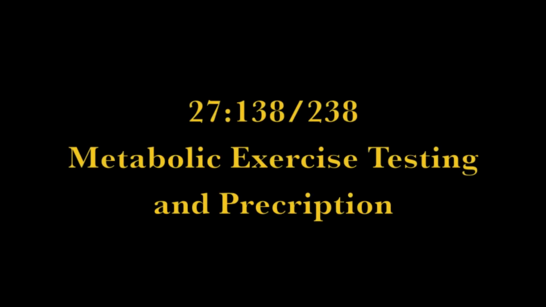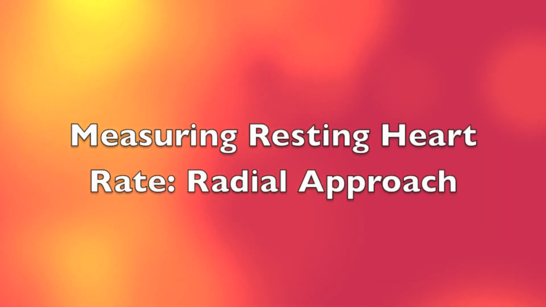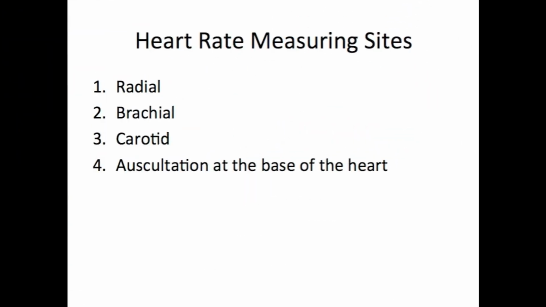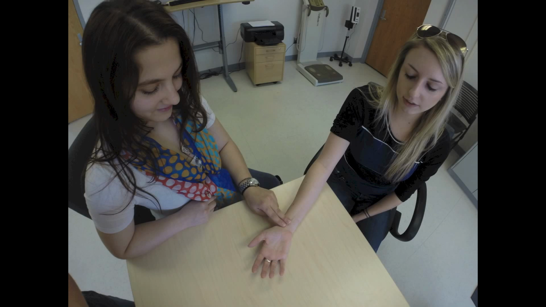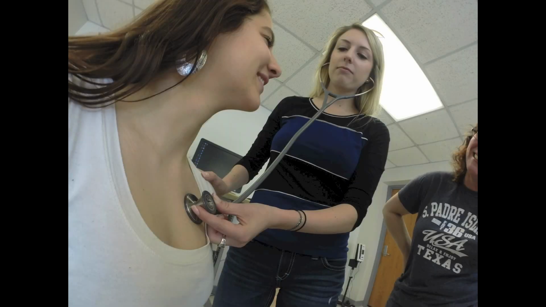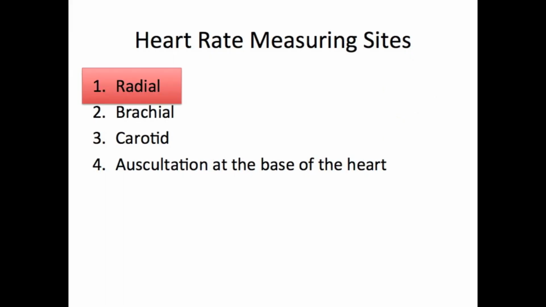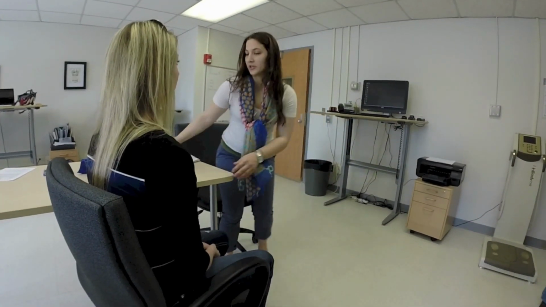Throughout this video, we will demonstrate the proper techniques for measuring resting heart rate. There are 4 different methods of taking resting heart rates. These are radial, brachial, carotid, and lastly, auscultation at the base of the heart. The remainder of the video will demonstrate the proper technique for administering a resting heart rate test using the radial artery. I'm Lauren, I'm going to be your fitness health professional today.